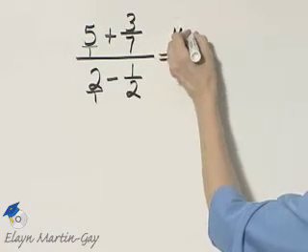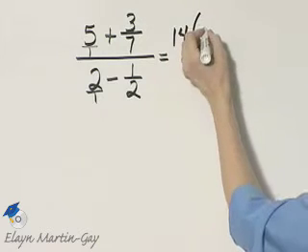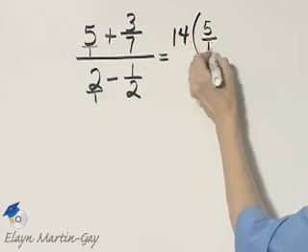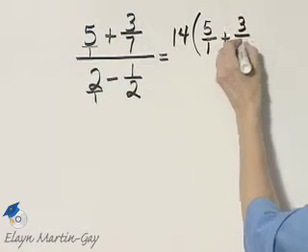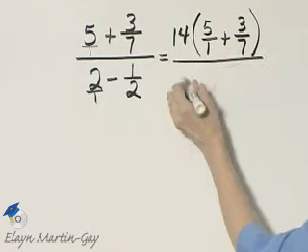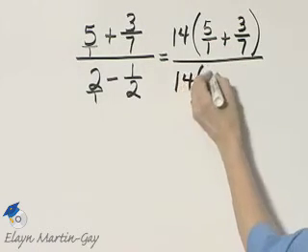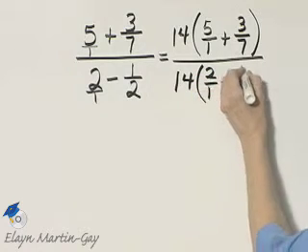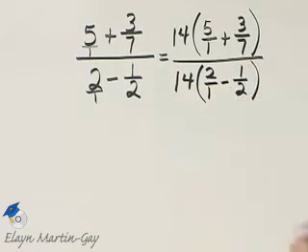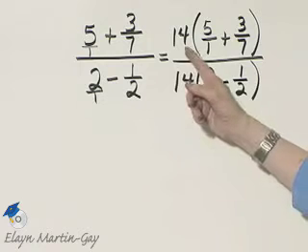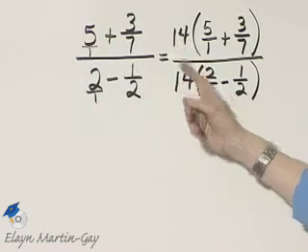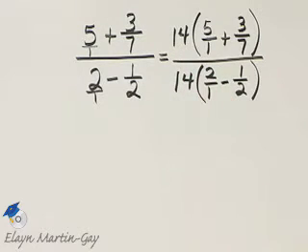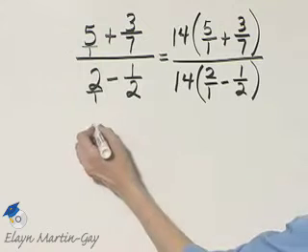Let's look at it, and then I'll show you why we can do so. That's 14 times 5 over 1 plus 3 over 7, over 14 times, I've got 2 over 1 minus 1 over 2. I can do this because notice, I'm actually multiplying by 14 over 14, and that simplifies to 1, and multiplying any expression by 1 will not change the value of the expression.